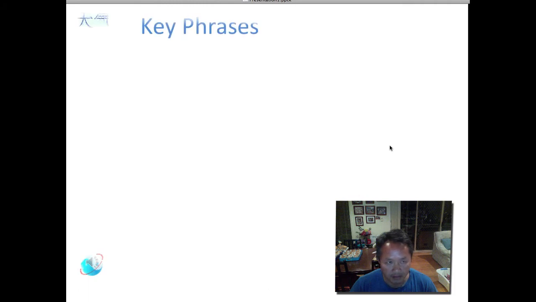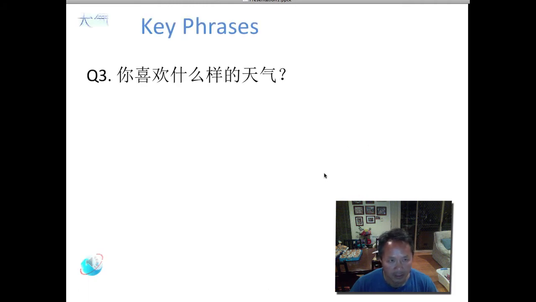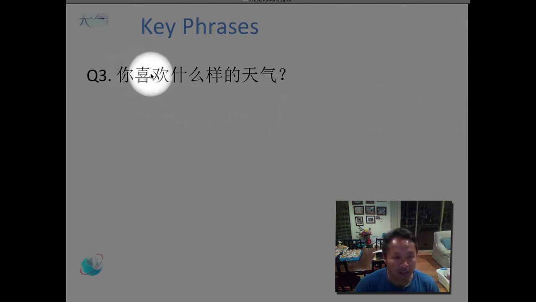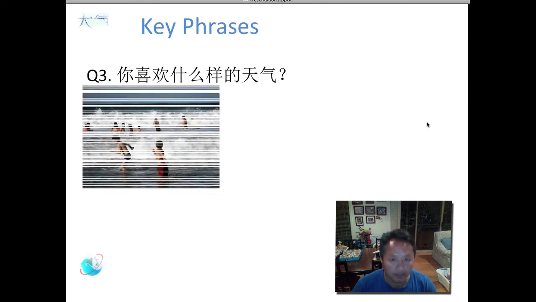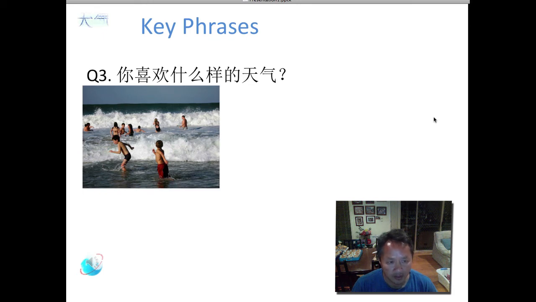Now the next key phrase, still a question phrase, is 你喜欢什么样的天气? Now 什么样 is similar to 怎么样 but slightly different. 什么样 is what type of weather? 你喜欢什么样的天气? So what type of weather do you like? Typical beach scene.